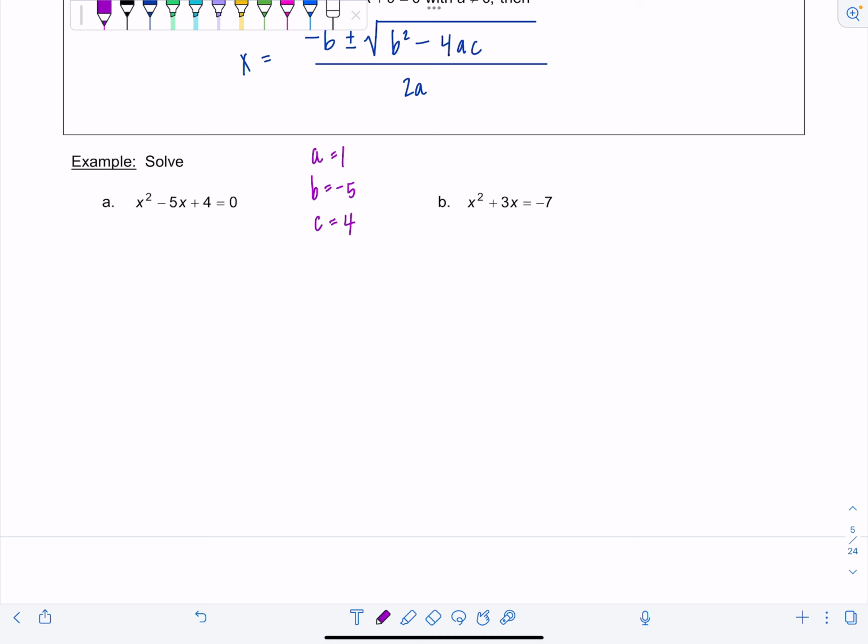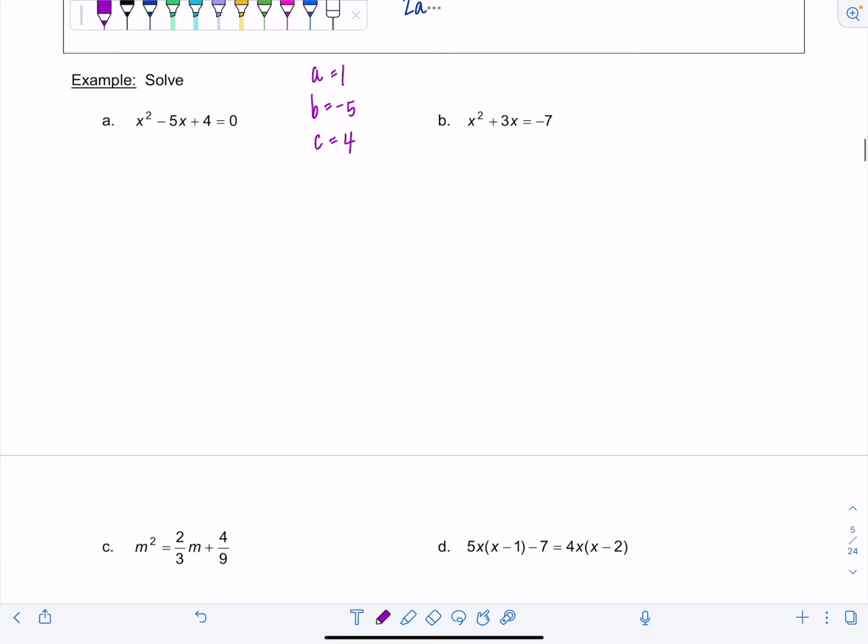Okay. So a is 1. The coefficient of x squared is 1. The coefficient of x, that's b, that's negative 5. And the constant c is 4. So here we go. x equals the opposite of b. That's going to be positive 5, plus or minus the square root of b squared. So that's negative 5 squared. Are you putting your parentheses in the right place? Around the negative 5, but the 2 doesn't go in the parentheses? Be careful. Minus 4 times 1 times 4, 4ac, all over 2a, 2 times 1.